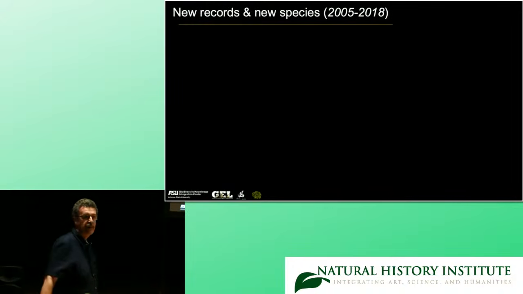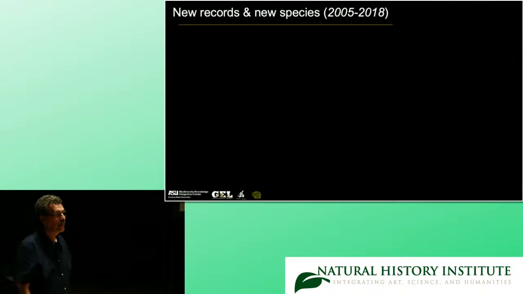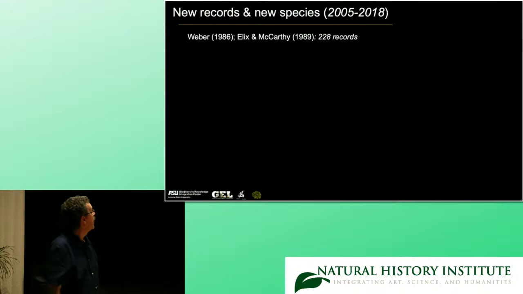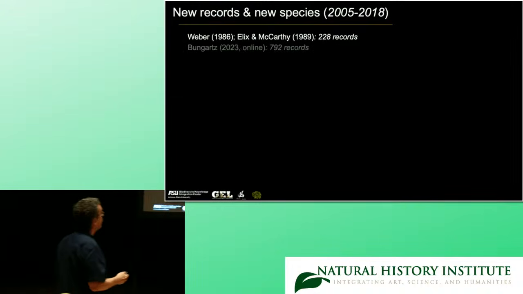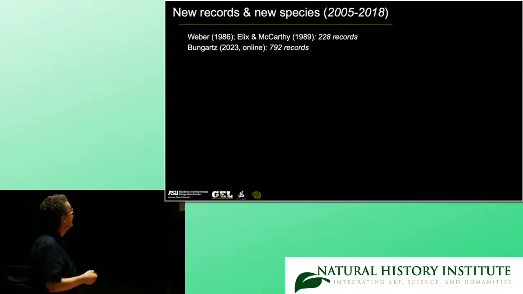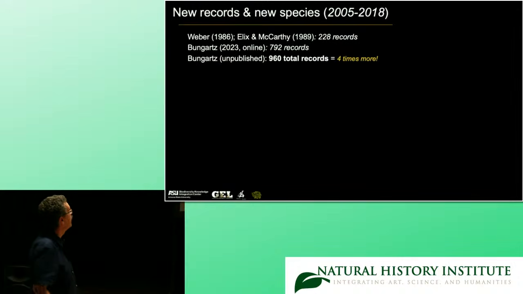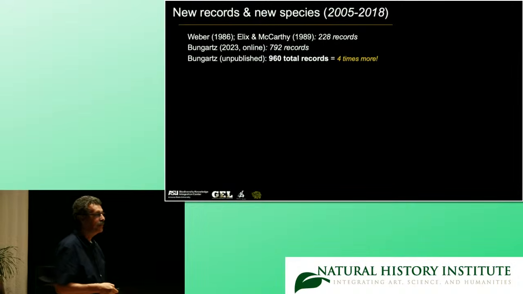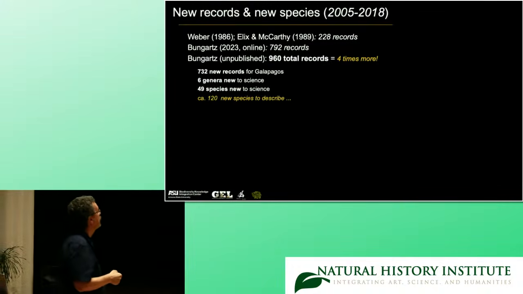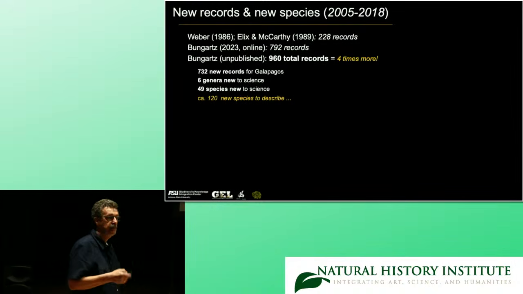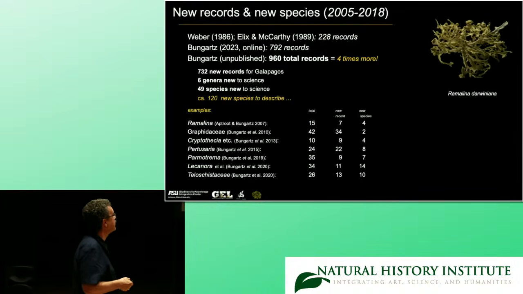And just to give you an example of what we did in those couple of years that I spent in the Galapagos: Weber and later Elix and McCarthy came up with a checklist of lichens of 228 records. Now online there is a checklist with 792 records, and I have some unpublished records. So there are about 4 times more than what was originally known from the archipelago. That means we found a couple of new records, new genera to science, new species to science. And we still have a long way to go.